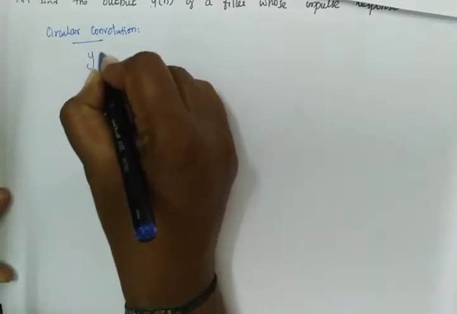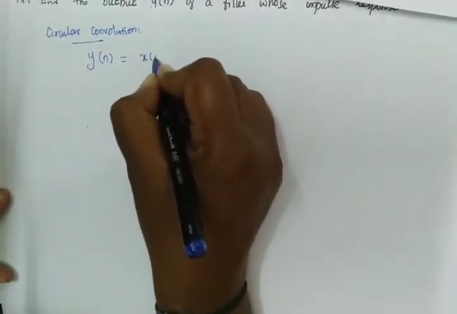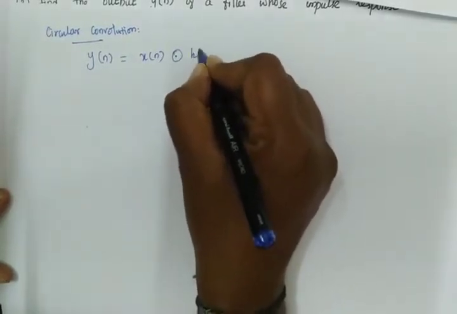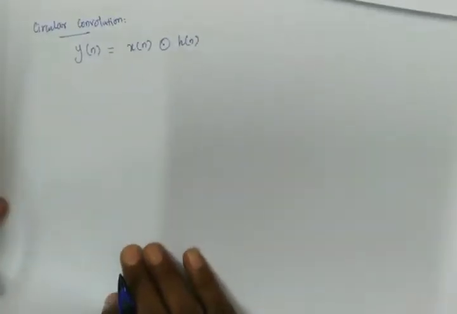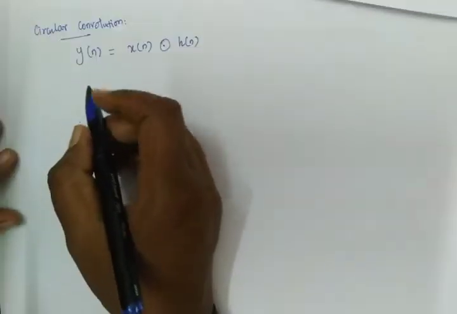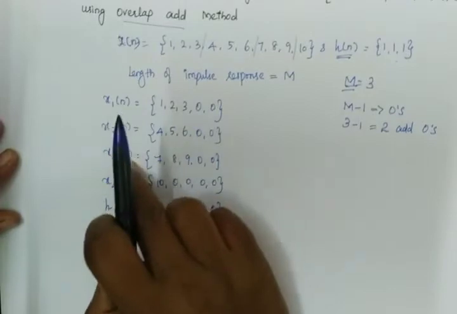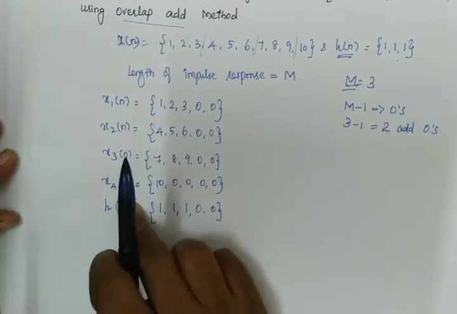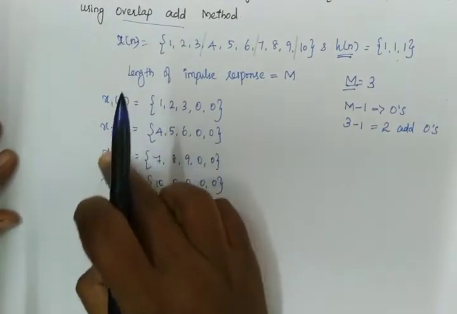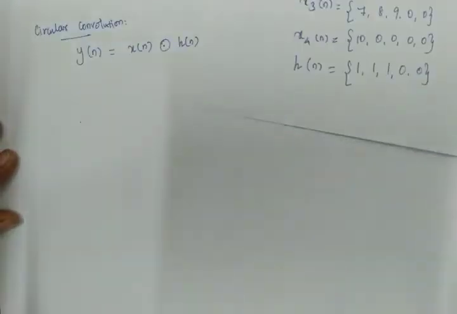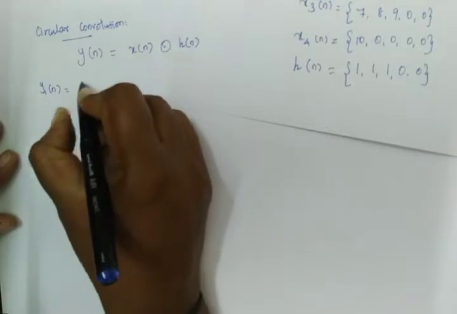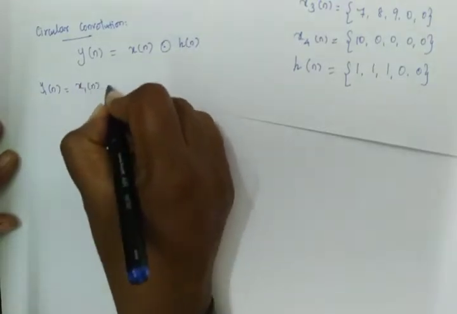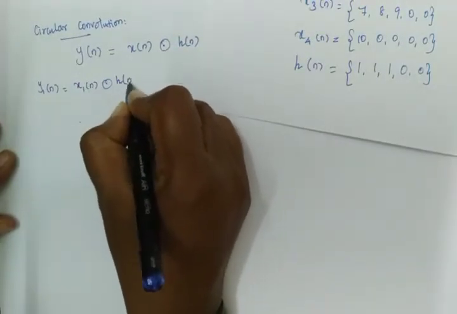That is, y of n is equal to x of n circular convolution h of n. So this is how we have to perform the circular convolution. Now what is this x of n? Here we have x1 of n, x2 of n, x3 of n, x4 of n. So we will get y1 of n, y2 of n, y3 of n, y4 of n. Now what is y1 of n? y1 of n is equal to x1 of n circular convoluted with h of n.